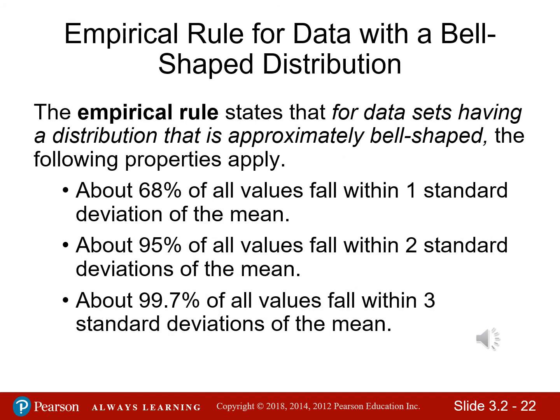The empirical rule states that for a normal distribution, nearly all of the data will fall within 3 standard deviations of the mean. The empirical rule can be broken down into 3 parts. The first part states that about 68% of the values will fall within 1 standard deviation of the mean. The second part states that about 95% of the values will fall within 2 standard deviations of the mean. And the third part states that about 99.7% of the values will fall within 3 standard deviations of the mean.